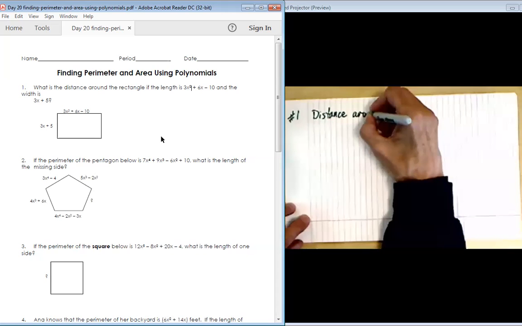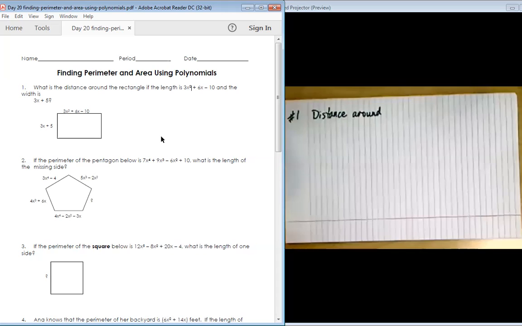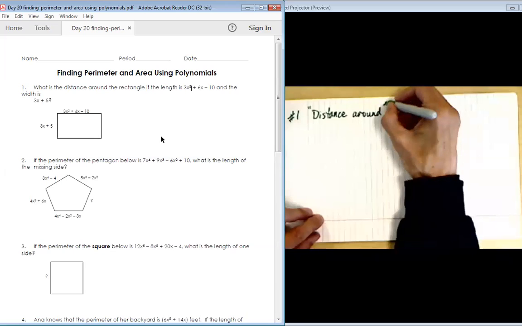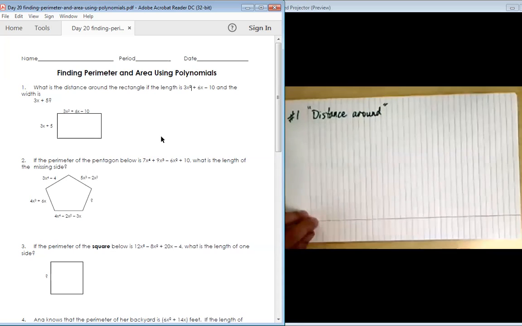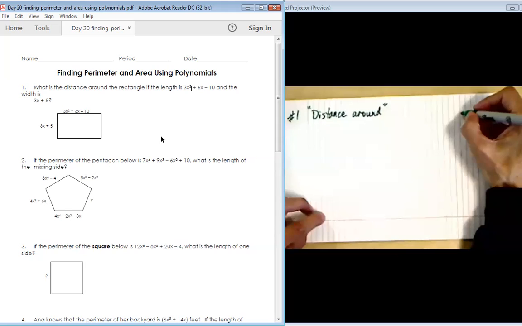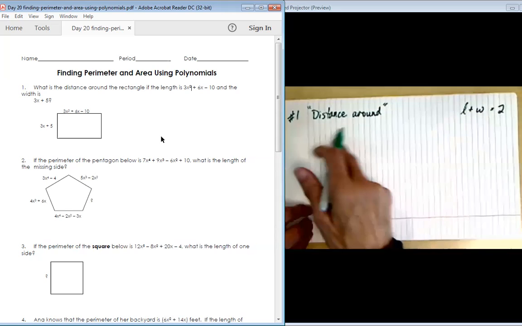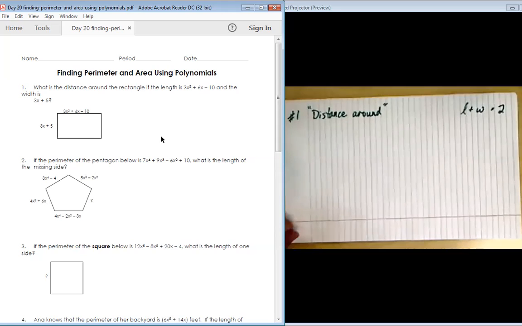There are a couple of different ways to do this. And if I understand correctly, that's one of them there. It is asking for the distance around. So what's the professional word for that description there? Not bad. I heard length plus width times 2. I'm looking for an actual word there, but we can keep that for later.